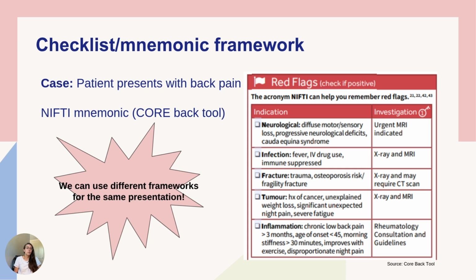Last example for this framework here is, person again presenting with back pain. So the nifty mnemonic, which comes from the CORE Back Tool, helps us remember those red flag diagnoses we would never want to miss with an acute low back pain or any type of low back pain. So again, thinking about neurological, we're wanting to rule out Cauda Equina syndrome, people presenting with progressive neurological deficits. Infection, we're ruling out fever, IV drug use, concern for an epidural abscess, etc., etc. So that nifty mnemonic can also be used to help you determine whether there's any red flags for back pain.